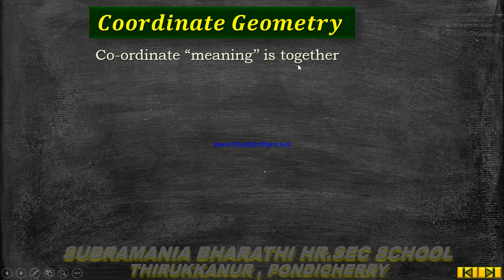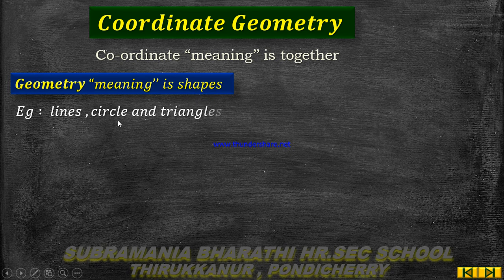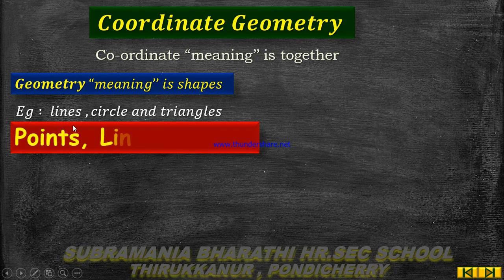Coordinate meaning is together. Geometry means shapes. For example, lines, circles and triangles. In this chapter, we are going to study about points, lines and planes.